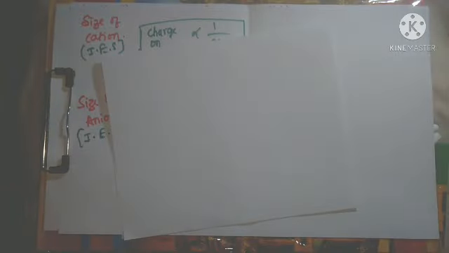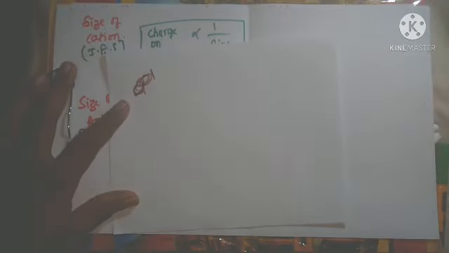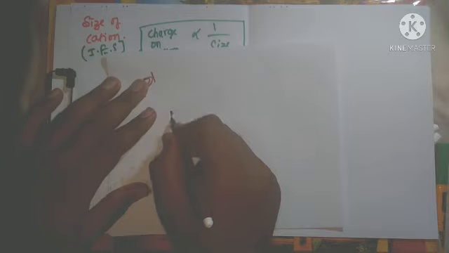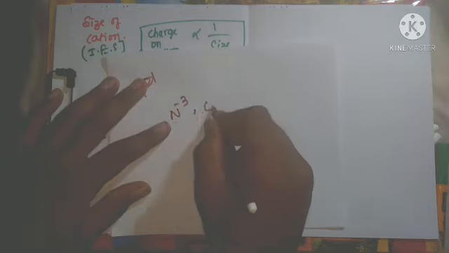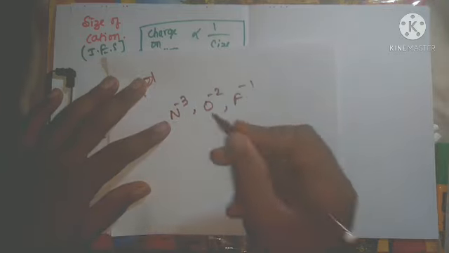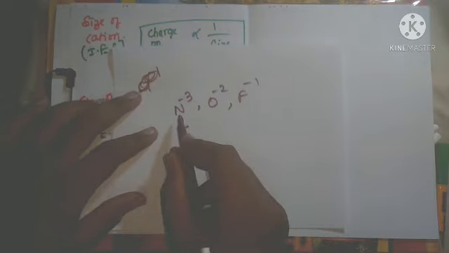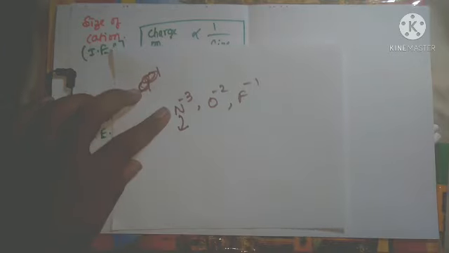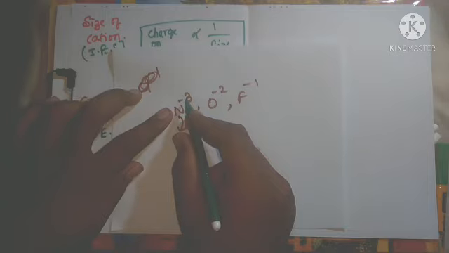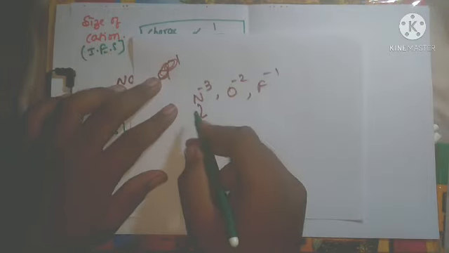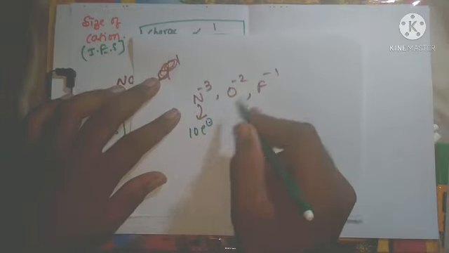Now just to check here, I will take one example. Let us check here: N-3, O-2, F-1. N-3. Nitrogen atomic number is 7. -3 means gain of 3 electrons. Total number of electrons 10.